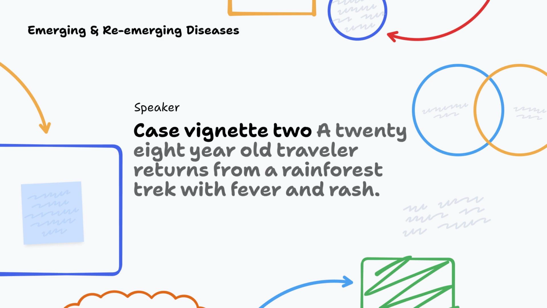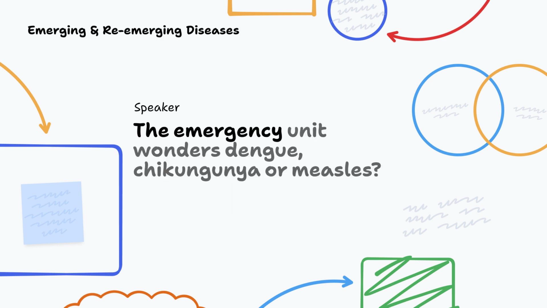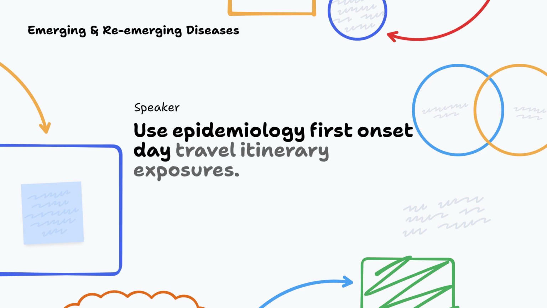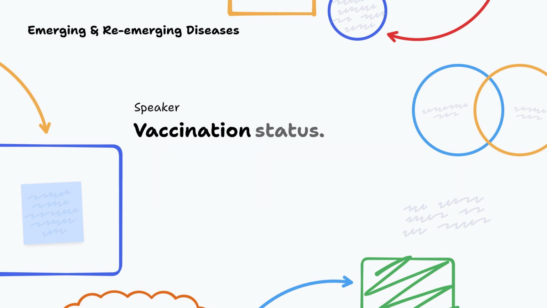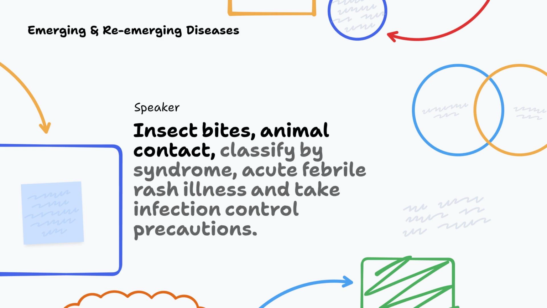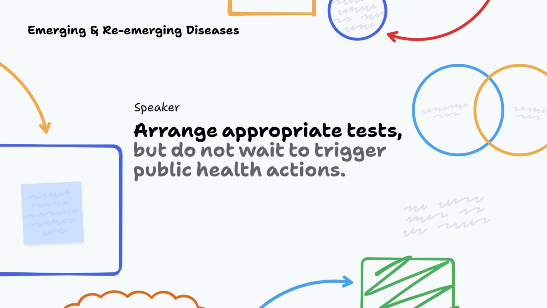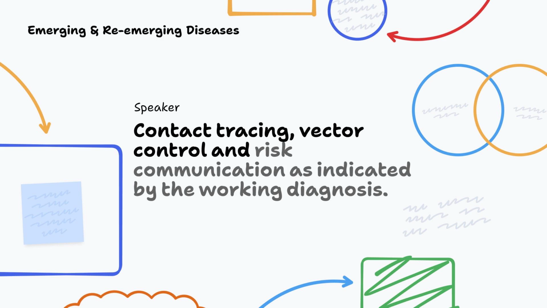Case Vignette 2. A 28-year-old traveler returns from a rainforest trek with fever and rash. The emergency unit wonders, dengue, chikungunya, or measles. How do you apply today's framework? Use epidemiology first. Onset date, travel itinerary, exposures, vaccination status, insect bites, animal contact. Classify by syndrome, acute febrile rash illness, and take infection control precautions. Notify surveillance if the case is unusual or clustered. Arrange appropriate tests, but do not wait to trigger public health actions, contact tracing, vector control, and risk communication as indicated by the working diagnosis.